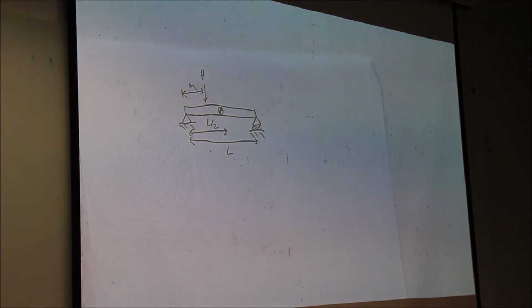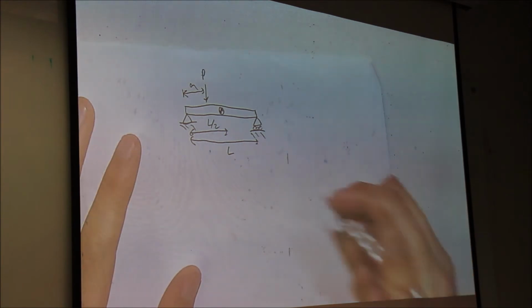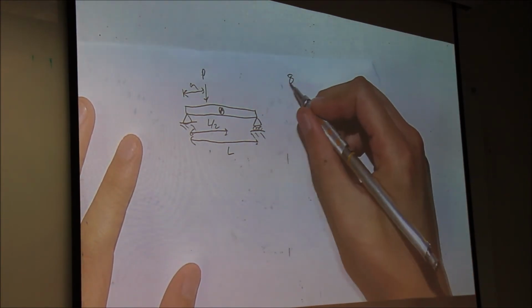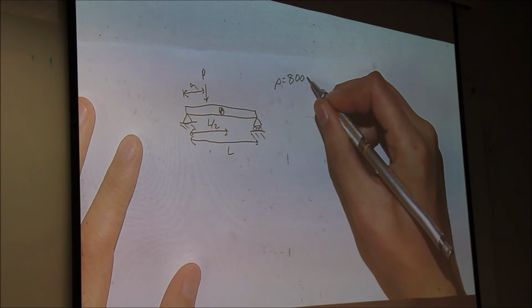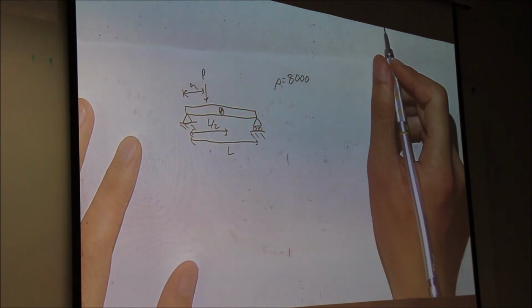Does anyone remember what the density of steel is? Because I don't. I want to say it was like 7,000 kilograms per meter cubed or something like that. Does that sound right? 7,800 or something like that? Let's say it's some material where density is equal to 8,000. 8,050? Yeah. Oh man, I was close.